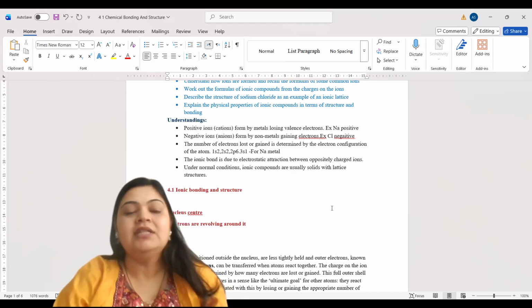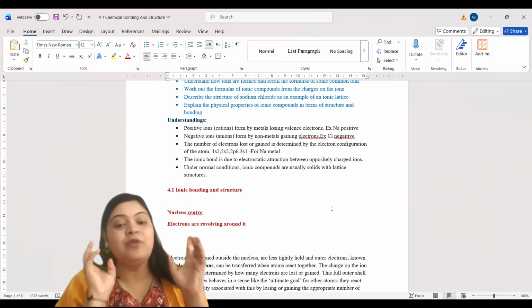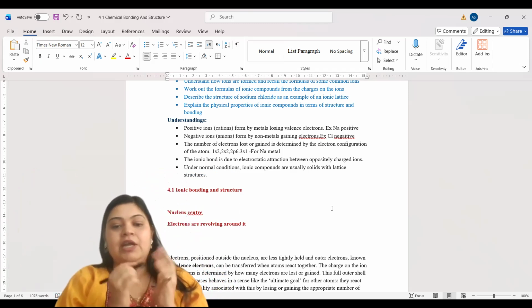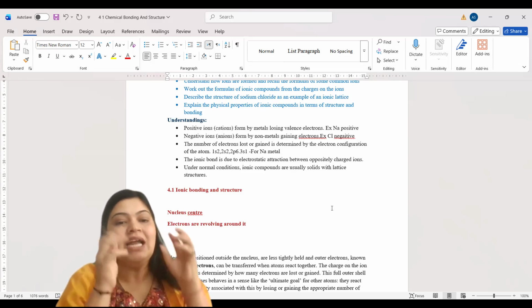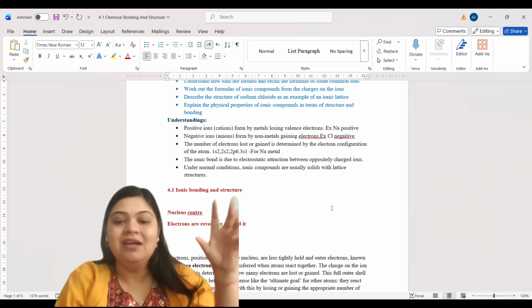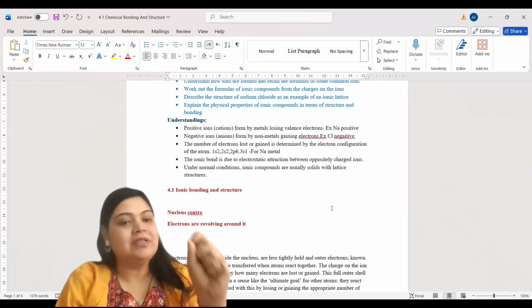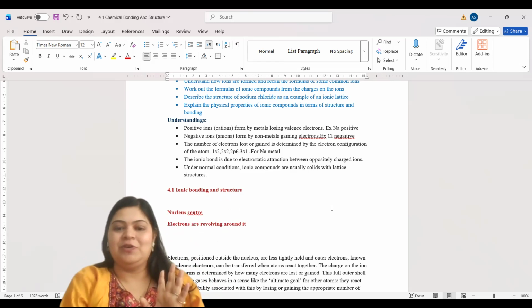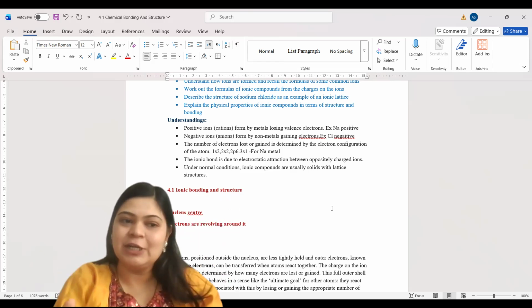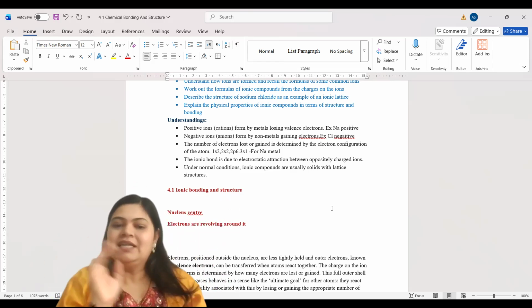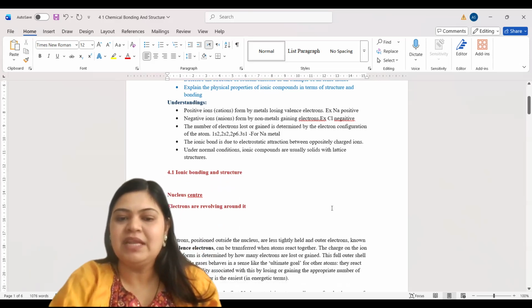Now let us see this. How does this happen? This happens only in case of valence electrons. Okay. Now what is valence electrons? Electrons positioned outside the nucleus that are less tightly held by the outer electrons are referred to as valence electrons. And they can be transferred easily to form a bond. That is the meaning of it.